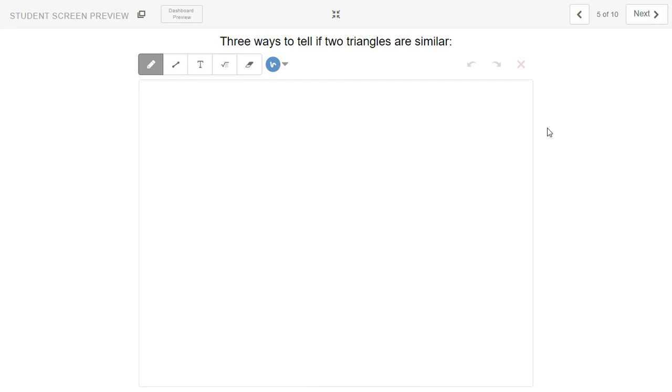There are three ways to tell if two triangles are similar. Now, we just talked about our first method. If all of the corresponding angles are equal, then the triangles are similar.